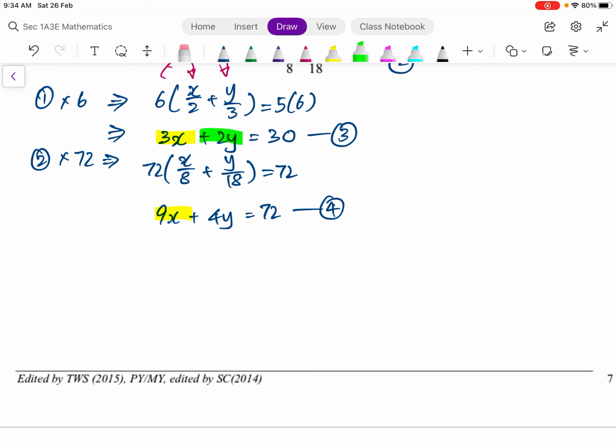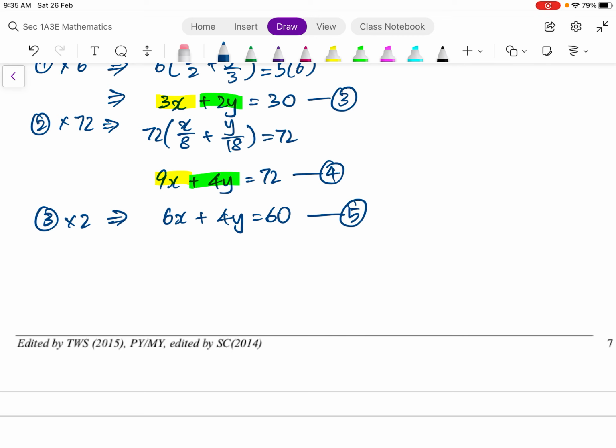Alternatively, I see a 2y and a 4y. So I can also choose to take equation 3 multiplied by 2. So choosing between equation 3 multiplied by 3 or multiplied by 2, I think multiplying by 2 is a little easier. The numbers are smaller. So I'll go ahead with that. So 3 times 2, I end up with 6x plus 4y equals 60. Call this equation number 5.